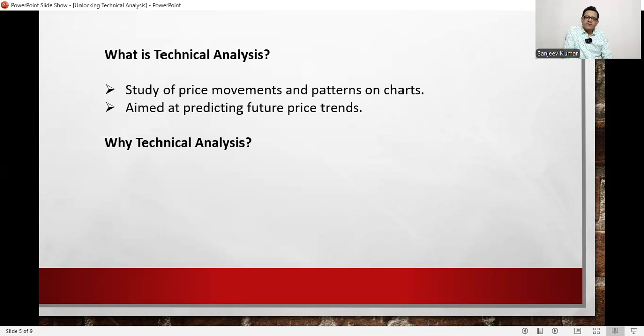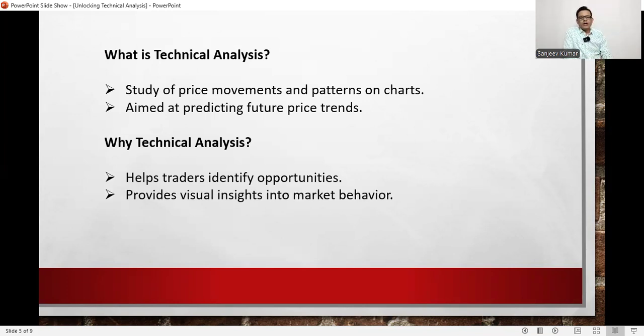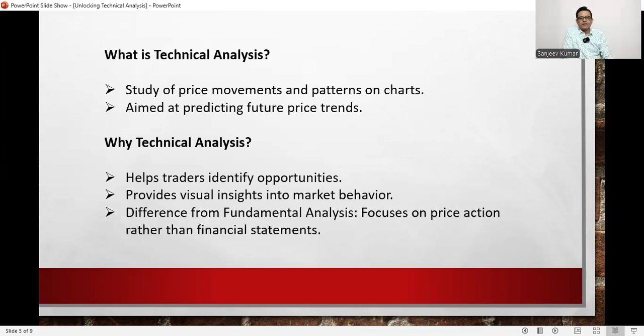Why is technical analysis important? It helps traders identify opportunities and provides visual insight into market behavior. What is the difference from fundamental analysis? Technical analysis is only focused on price action rather than financial statements.